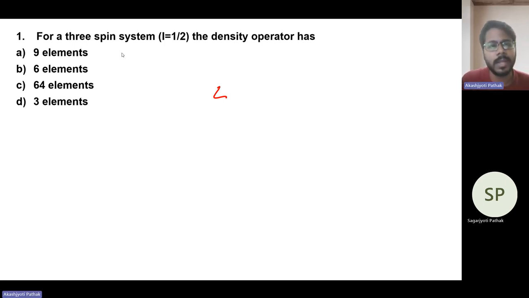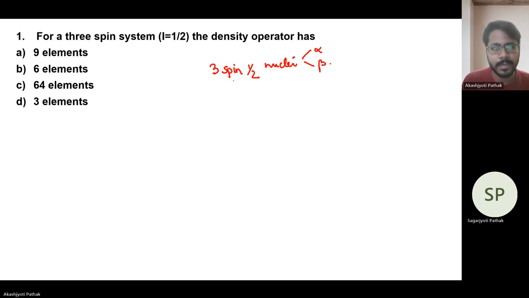Since there are 3 spin half nuclei, the correct answer is option number C. For a 3 spin half system, there are 3 spin half nuclei. Each nuclei can exist in alpha state and beta state. So it will be 2 to the power 3.